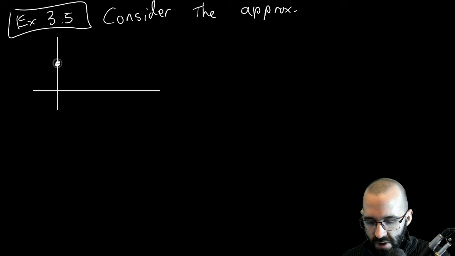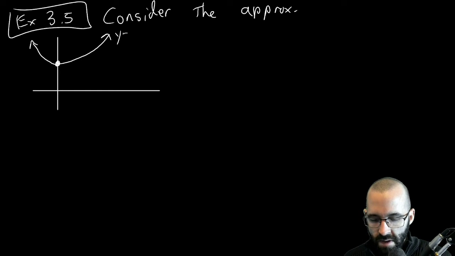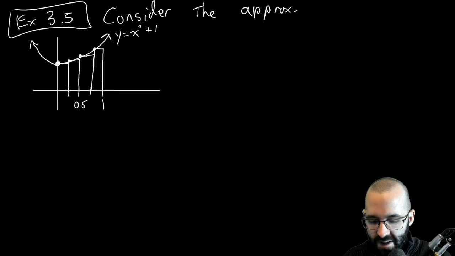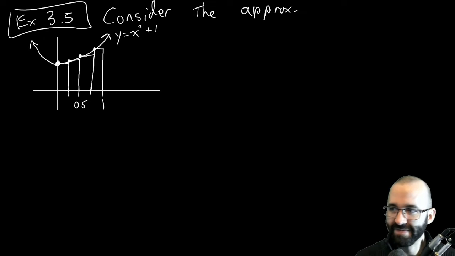And let's say we're looking at the function x squared plus 1. And we're approximating the area between 0 and 1 by splitting it up into 4 different pieces. All right, and we're going to use left endpoint approximation. We're approximating the area like so. And pretend that all of these rectangles are the same width.